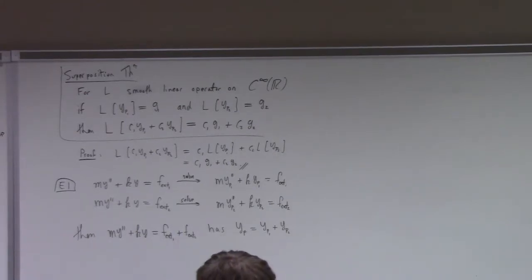So what this says is that we're looking at this like a spring mass problem, right? And if we put one external force on it, we get one response, yp1. If we put a different external force on it, we get a different response, yp2. If we put the sum of both forces on this spring mass system, then the net response is just the sum of the responses, one from each. This is the method of superposition. It says that the net effect is the sum of the individual causes.